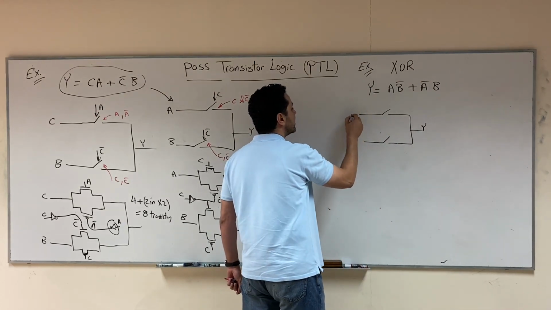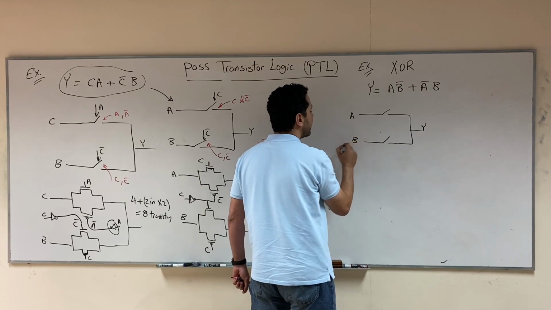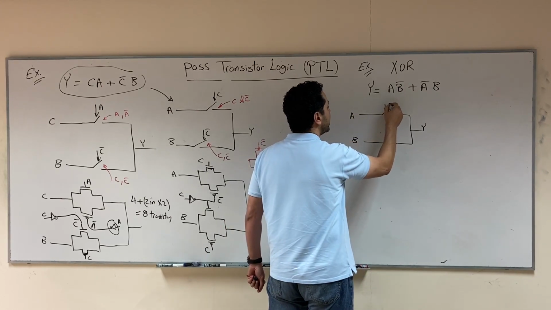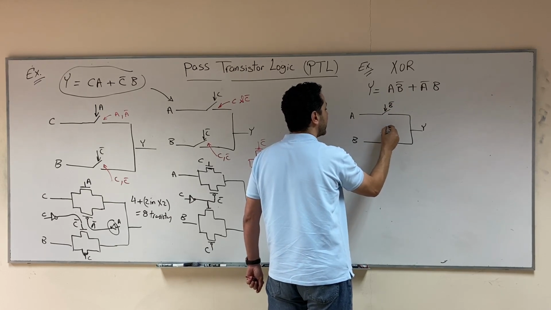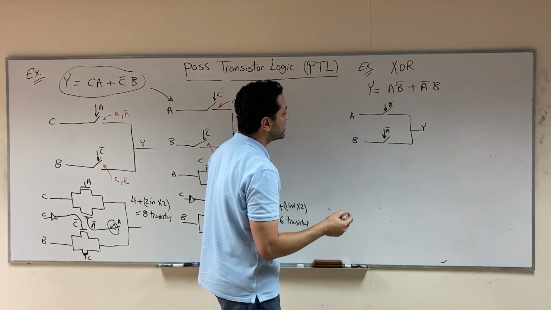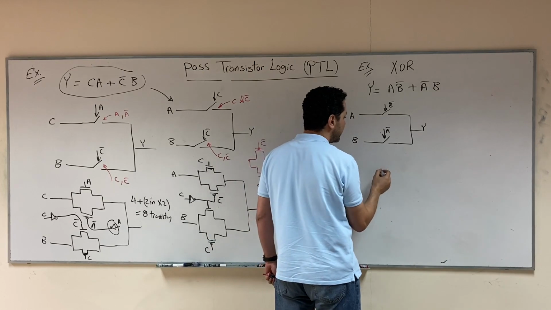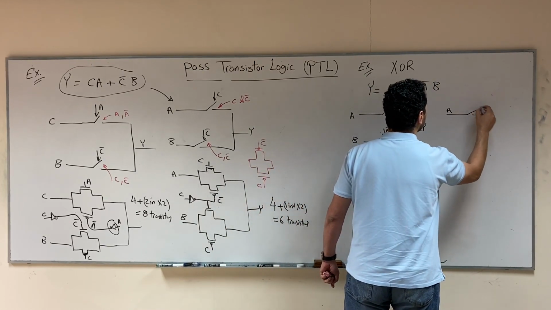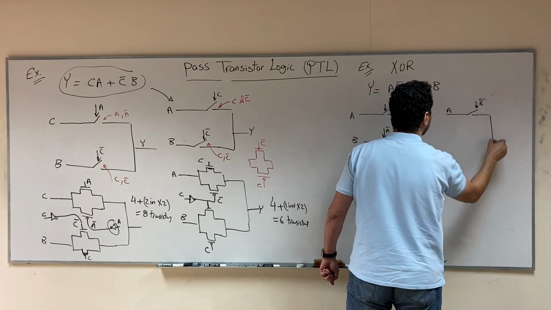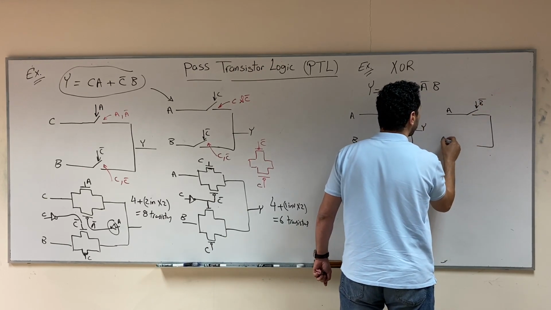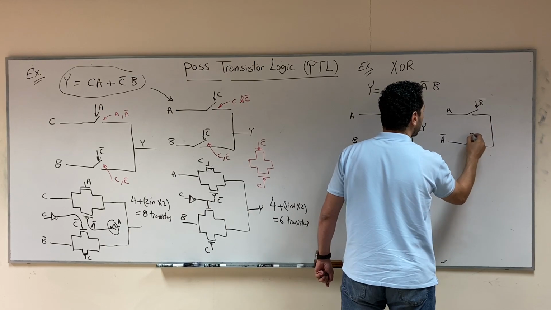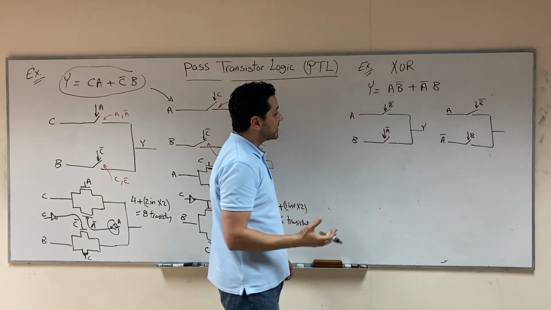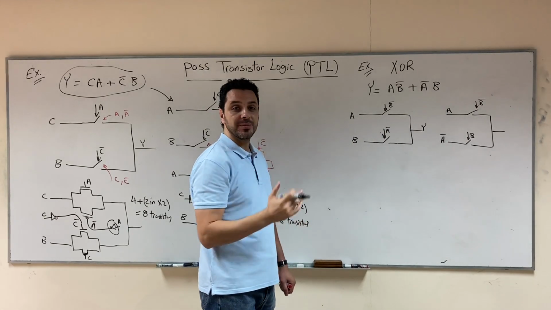You can use A here and B here, and then this switch is controlled by B bar and this switch is controlled by A bar. Or you can use A and A bar as the inputs. For example, you can use A as an input and the switch is controlled by B bar, and then you can use here A bar as an input and the switch is controlled by B. If you think about which one is optimal here, both of them will be the same.